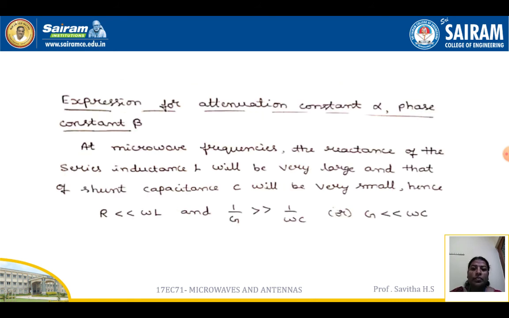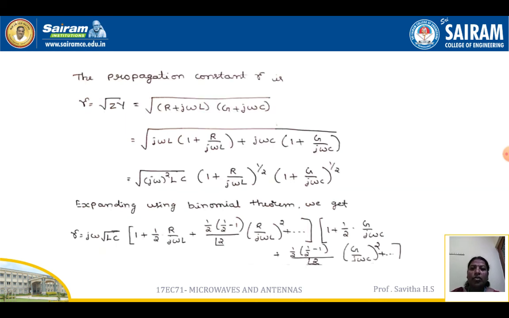So next, expression for attenuation constant alpha and phase constant beta. Already I told that propagation constant gamma is equal to alpha plus j into beta, where alpha is the attenuation constant and beta is the phase constant. At microwave frequencies, the reactance of the series inductance L will be very large and the shunt capacitance C will be very small. So propagation constant gamma is equal to square root of z by y.